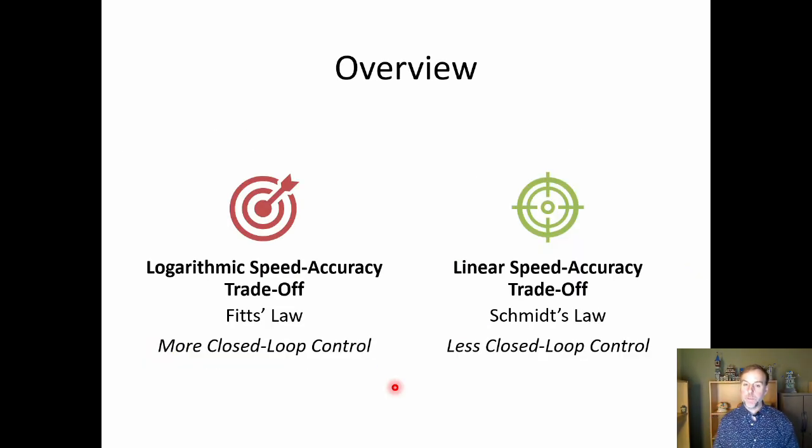So as a quick wrap up to these two modules, we have two speed accuracy trade-offs. We've got Fitts' law, it's a logarithmic trade-off, and it applies to our typical movements where we're trying to be quick and accurate. And then Schmidt's law, it's not the most common type of trade-off, it's linear, but we do see it when you have to hit a movement time goal, and that could be the case for a dancer, a musician, and for athletes, this also applies as well.